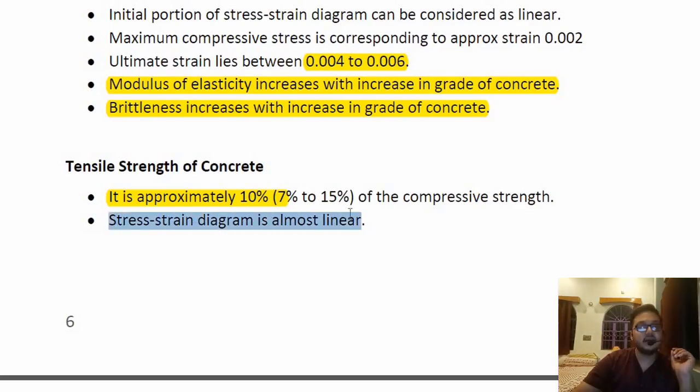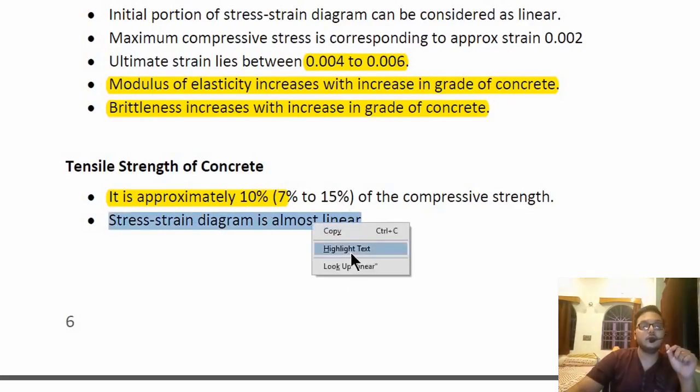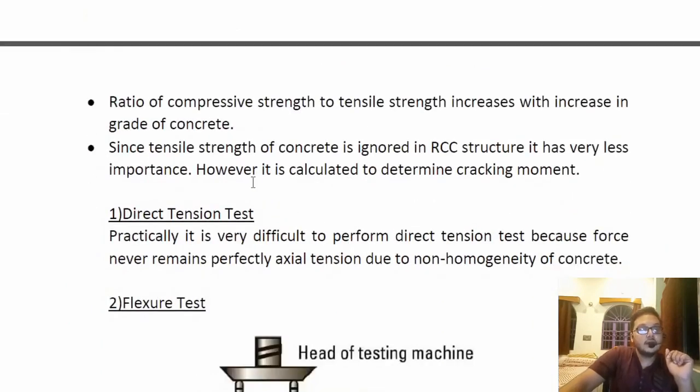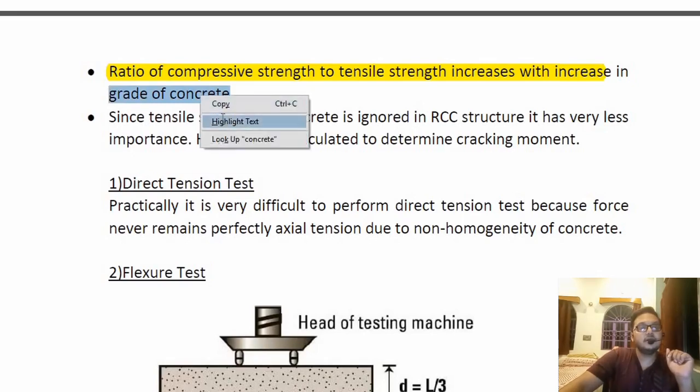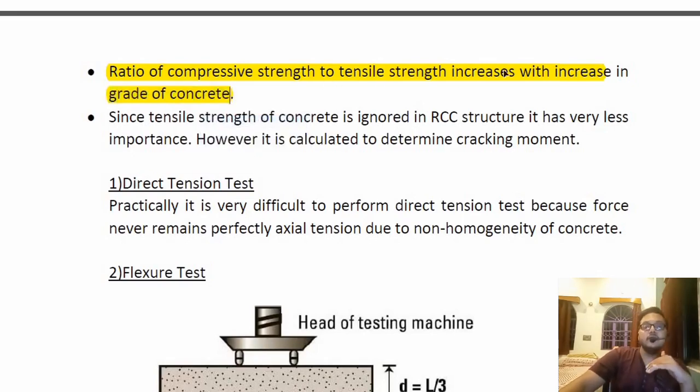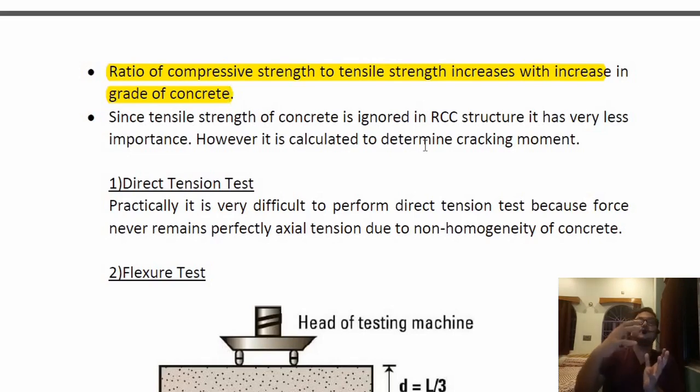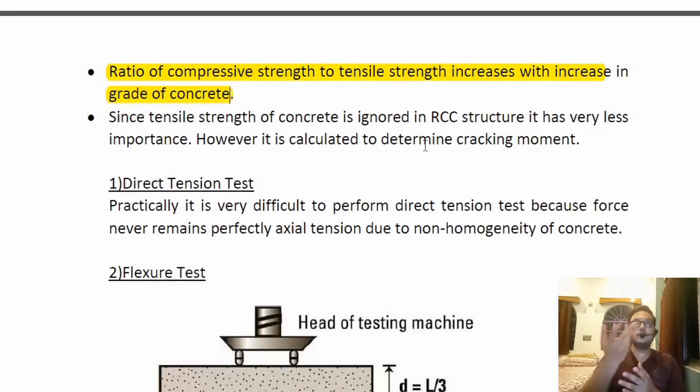Also, the stress strain diagram for the tensile strength of concrete is almost linear. The ratio of compressive strength to tensile strength increases with increase in grade of concrete. The more you increase the grade of concrete, it won't affect the tensile strength that much, but it will affect the compressive strength very much. Even if you increase the grade of the concrete, it won't affect the tensile strength.